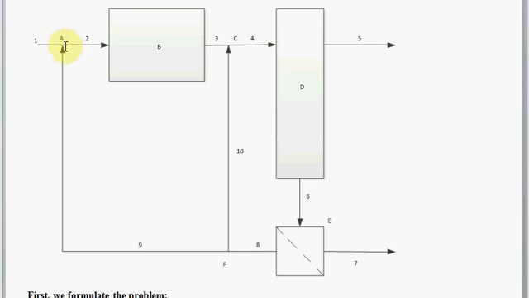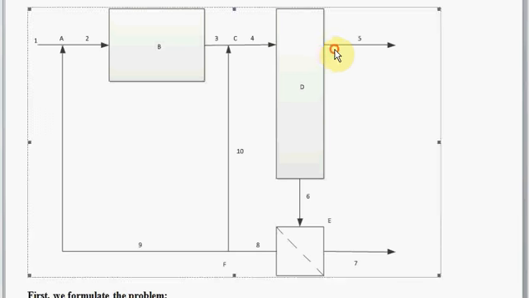So this recycle stream joins with stream 1 to give us stream 2, and that enters unit B, and we get out stream 3 here, and then this stream 3 joins with another recycle stream 10 to give us stream 4, and then stream 4 enters the unit D here, and from unit D we have 2 streams coming out. Right, some separation will happen and we'll get 2 streams, streams 5 and 6 out here. So then stream 6 goes down here, and then that splitter will again separate that stream into stream 7 and a stream 8, which goes off in this direction.